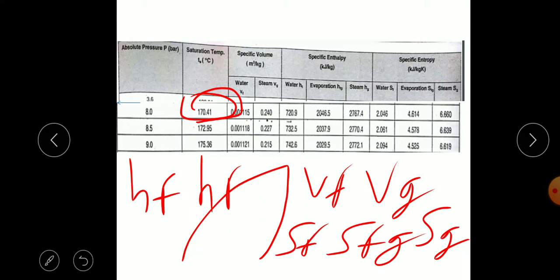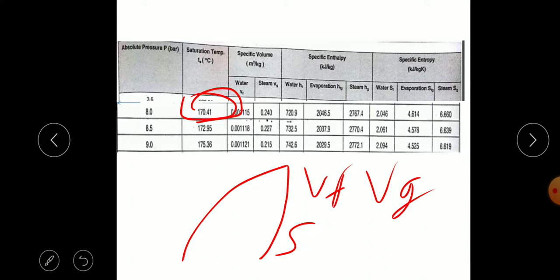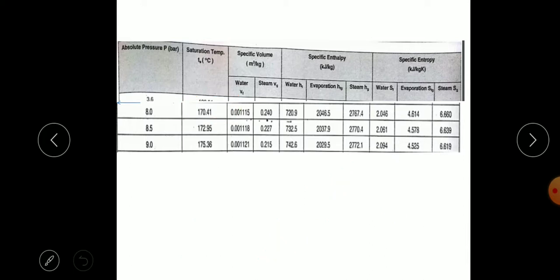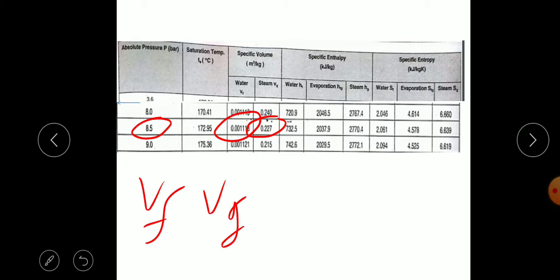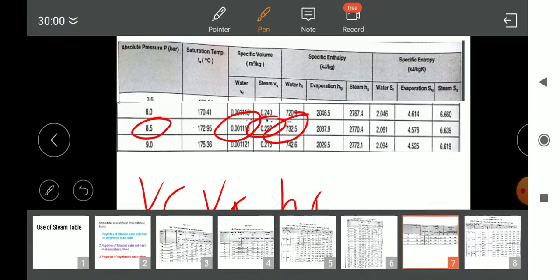Once again I revise. Suppose we are given 8.5 bar pressure of the steam, and we have to find its properties. Vf, the liquid specific volume, will be 0.00118. Vg, the vapor specific volume of the steam, will be 0.227. To find the enthalpy of liquid water, hf will be 732.5.